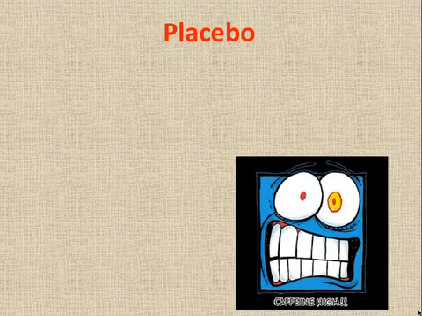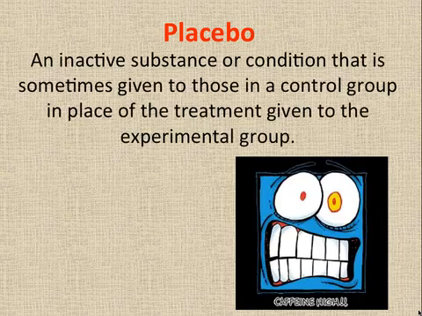Okay, so also in this experiment we have what we call a placebo, and oftentimes this is something that is given to the control group. So it is an inactive substance or condition that is sometimes given to those in a control group in place of the treatment given to the experimental group. And in this case, if we were to perform this experiment, we would perhaps give the experimental group either caffeinated coffee or caffeinated beverages of some kind, and we would give the exact same beverages or coffee minus the caffeine, so we'd give them decaf as the placebo.